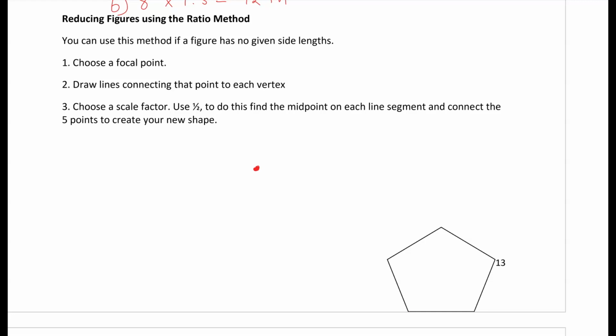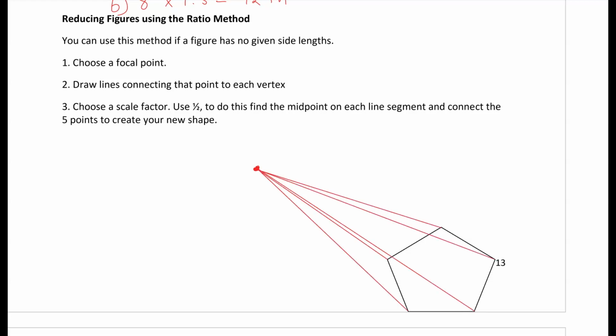Now we want to draw the lines connecting that point to each vertex. So the vertices are going to be where the two lines meet on the shape. So for this shape, we have 5 different vertices. So what I would do here is draw my line from here and right to this part here. Once I've drawn all my lines, this is what it should end up looking like.